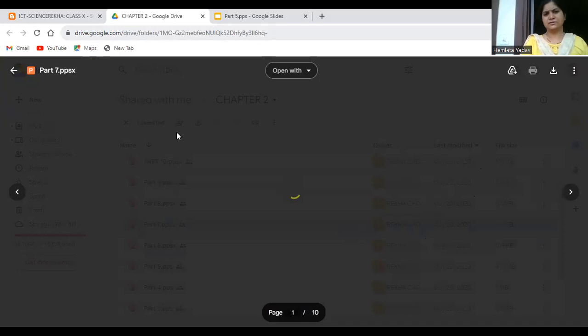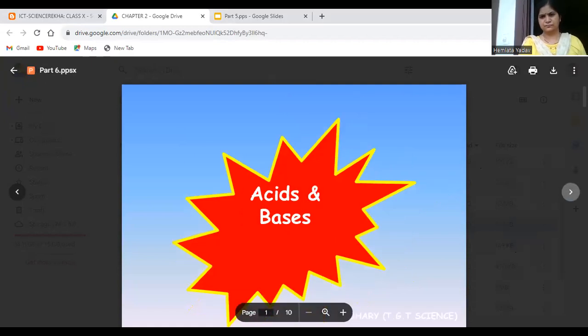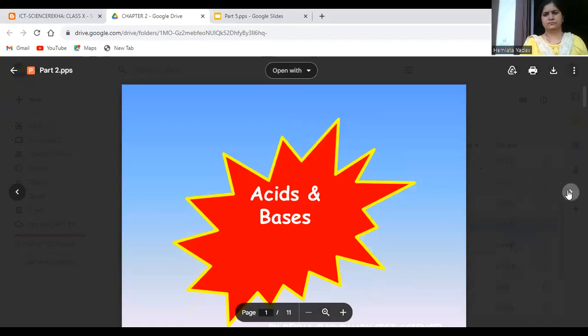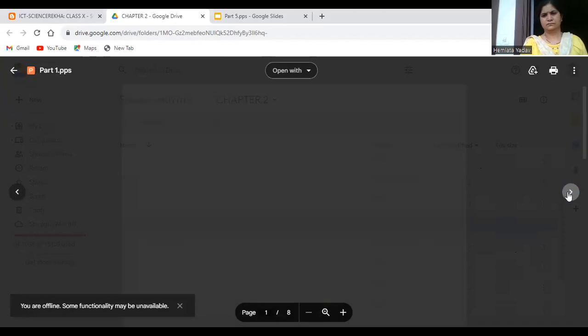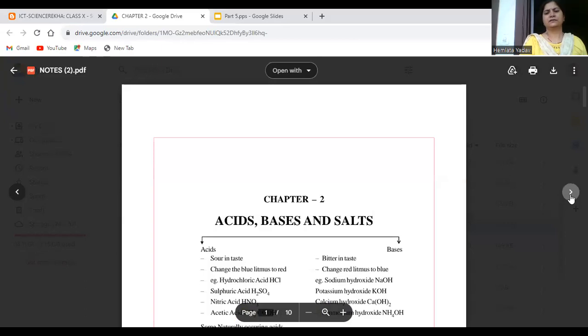After the neutralization reaction, we will be reading about what happened. Indicators. We see that there are various indicators.